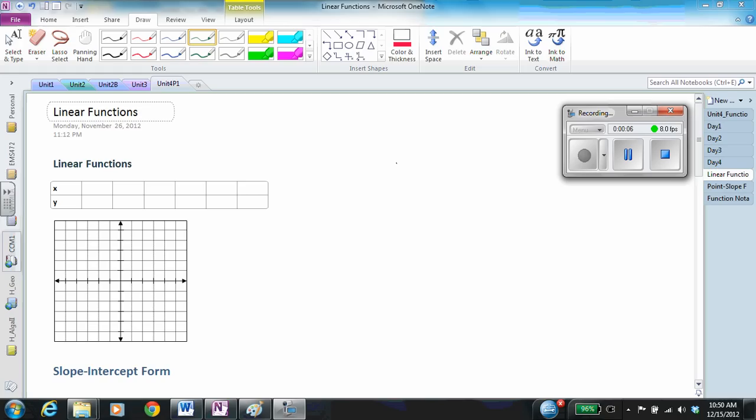I'm here to talk to you guys about linear functions and help you review for the test on Monday if you're in A-Day first period, or on Tuesday if you're in B-Day third period. So we're going to review linear functions and the many forms of linear functions that we've looked at. So let's begin first by talking about what a linear function is.